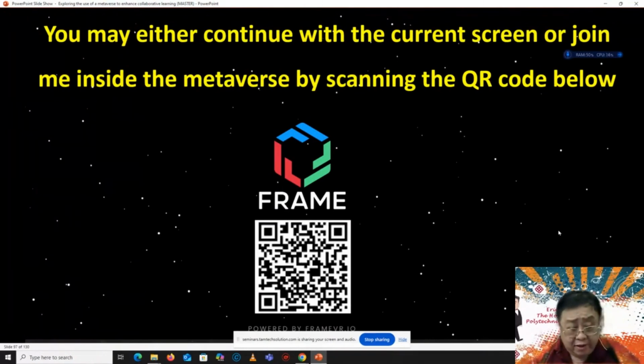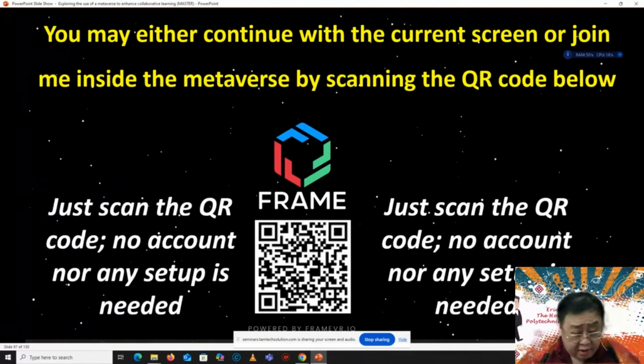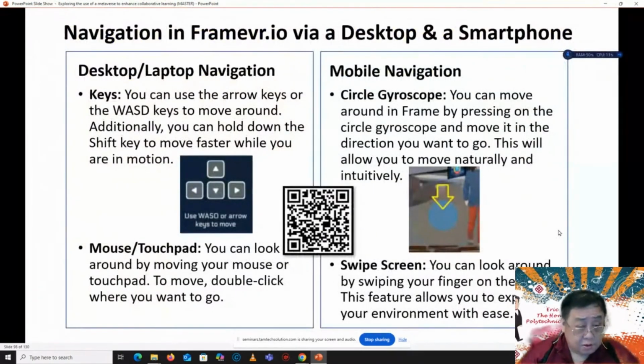But for those of you who want to enter the metaverse, you can scan this QR code and you go in there. I give you a bit of time to do that. And you can check it out, okay? And I'll join you there. I suggest you take a picture of this screen because, depending on whether you're using a laptop, a desktop, or a smartphone to go into the metaverse, it gives you basic instructions about how to navigate in there, okay?